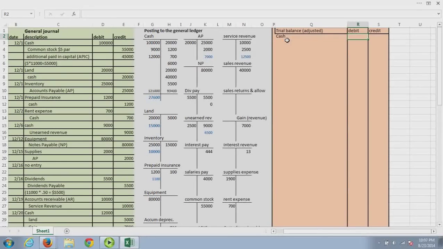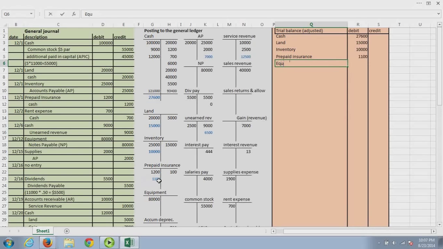So I'm going to take the cash ledger and link it to my debit total. And then I'm going to move right on to the next asset, which is land. Bring that over, and inventory or merchandise inventory. Do the total. Prepaid insurance. In fact, I could probably even cell reference the title if I wanted to.